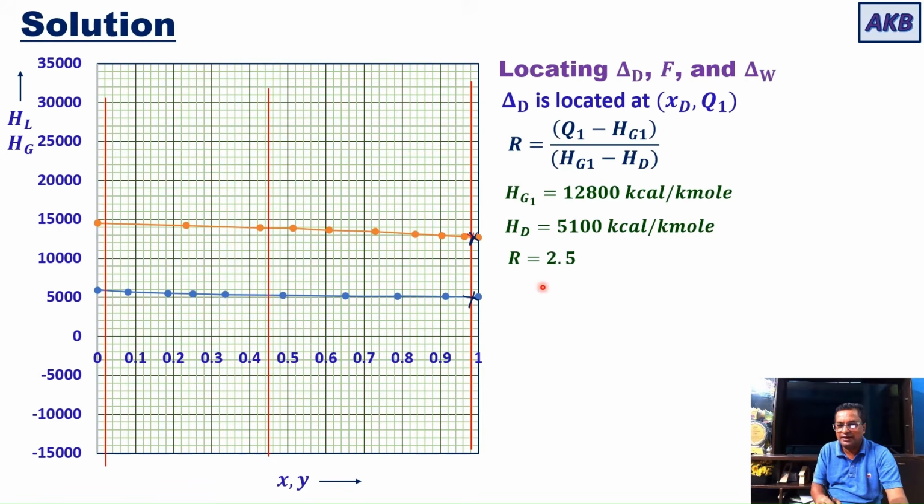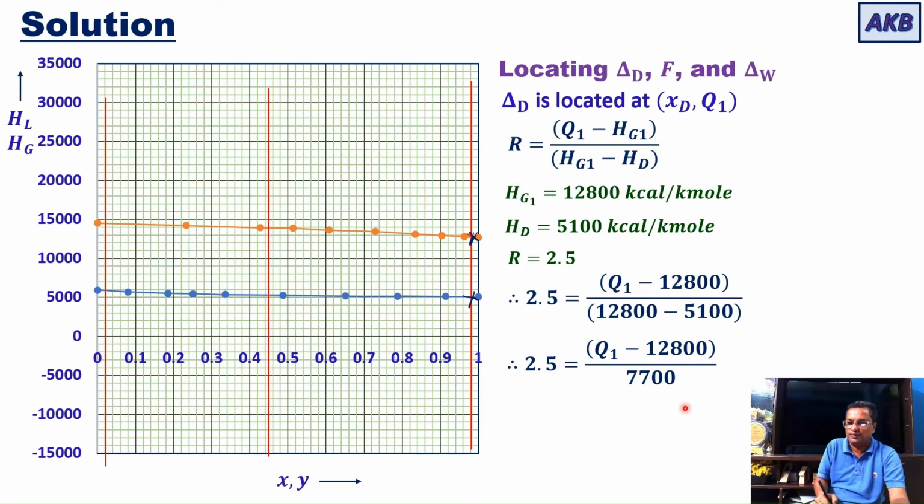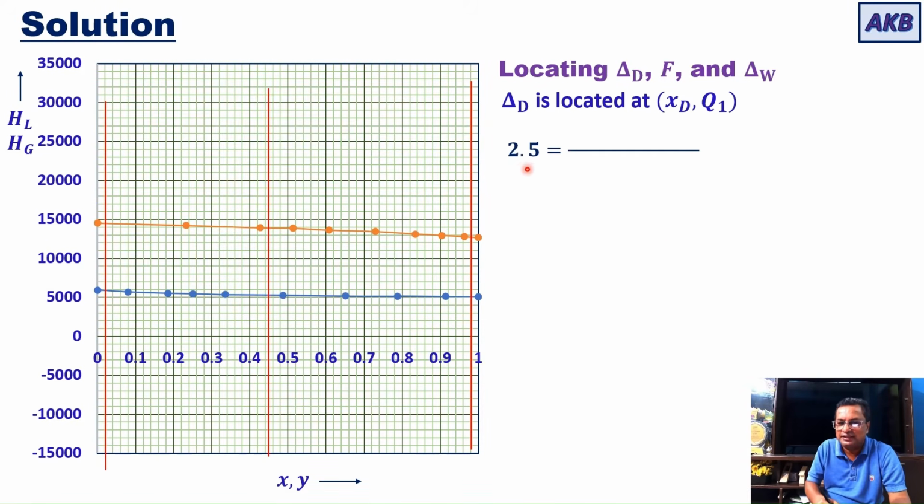So now R is 2.5, which is given to us. Now you can easily use this equation. So 2.5 is equal to (Q1 minus Hg1) divided by (Hg1 minus Hd), that is (Q1 minus 12800) divided by (12800 minus 5100). Hd is 5100. So that gives us 2.5 is equal to (Q1 minus 12800) divided by 7700, because 12800 minus 5100 is 7700. So we continue with that.